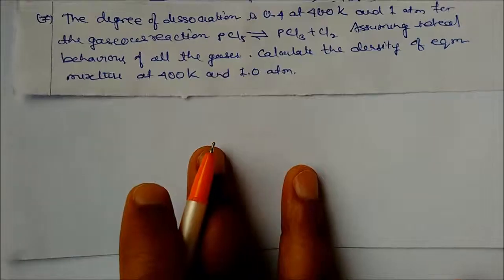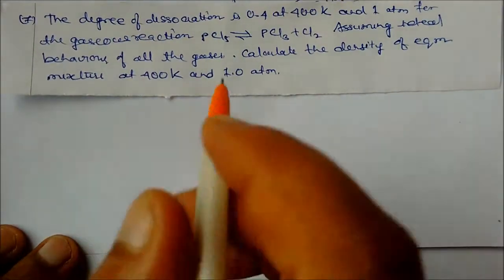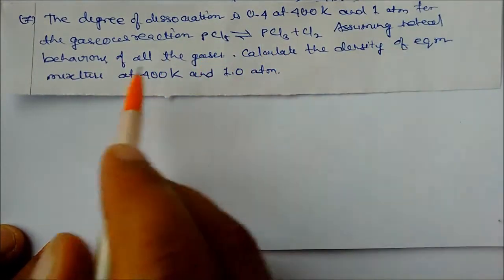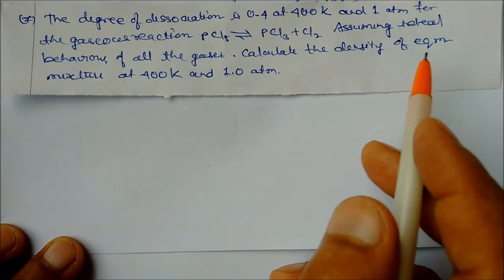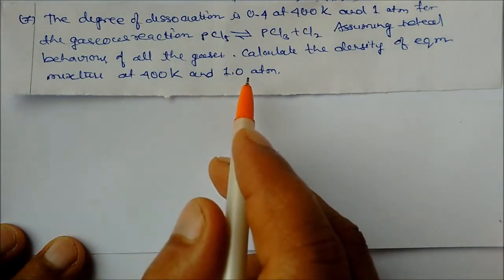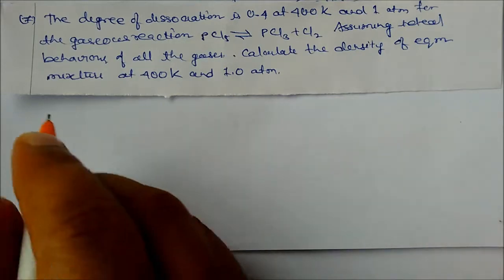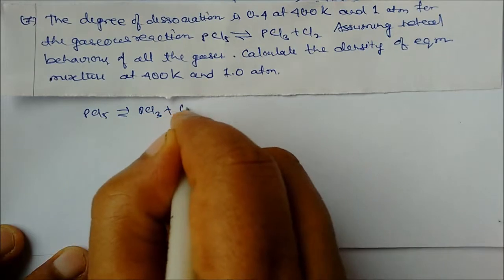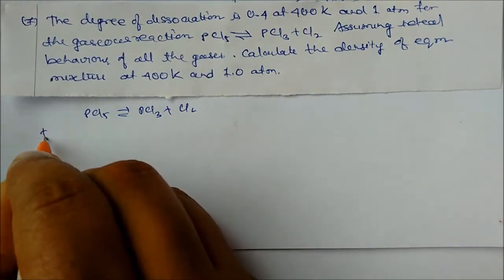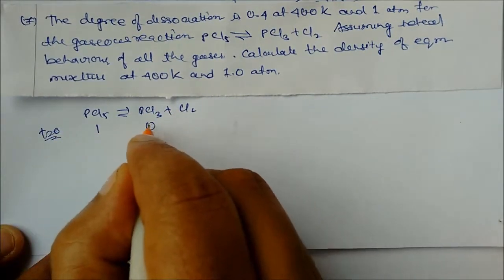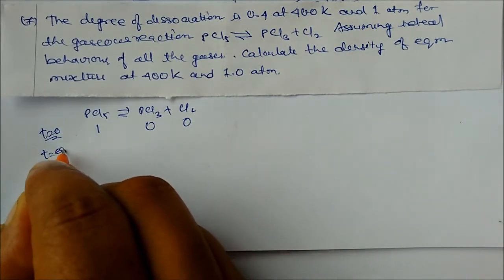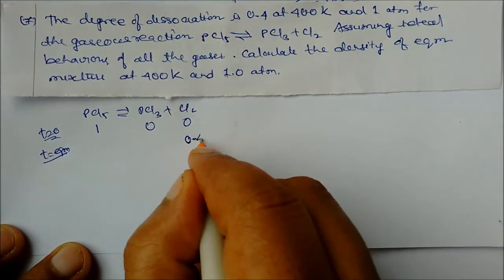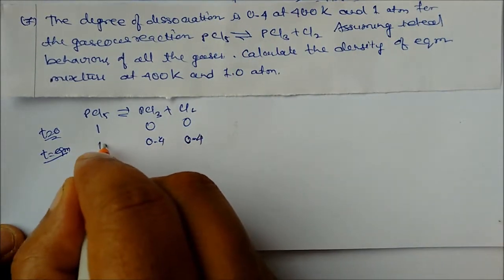With the degree of dissociation of 0.4 at 400 Kelvin and 1 atmospheric pressure for the gas reaction, this is given here. Assuming ideal behavior of all the gases, calculate the density of the equilibrium mixture at 400 Kelvin and 1 atmospheric pressure. So here we have to write PCl5 undergoing PCl3 plus Cl2. At equilibrium, what is the number of moles? Initially moles will be 1, 0, 0. At equilibrium, how much moles will be there? They have given degree of dissociation 0.4, so this is 0.4, this is 0.4, and this will be 1.4.